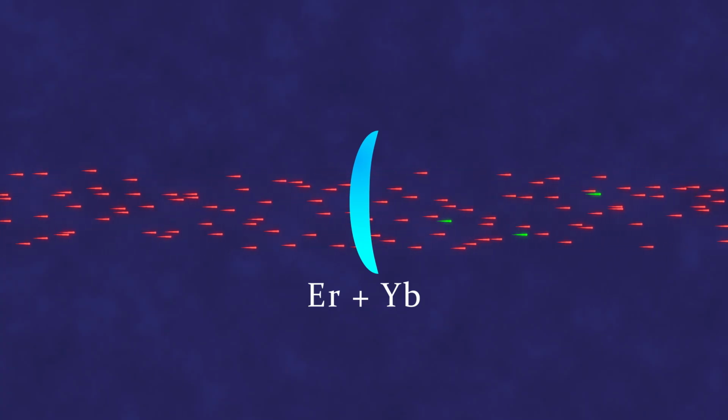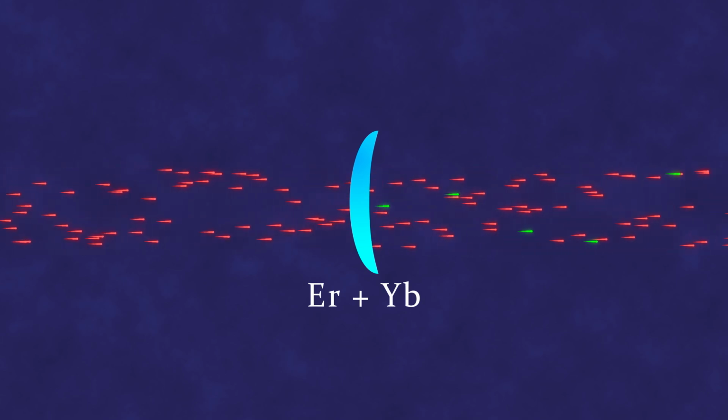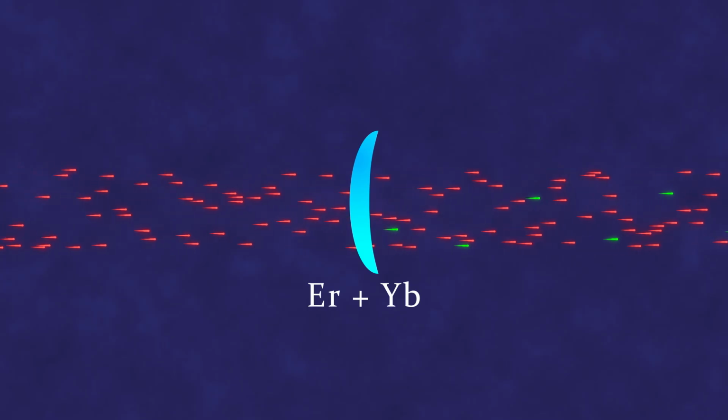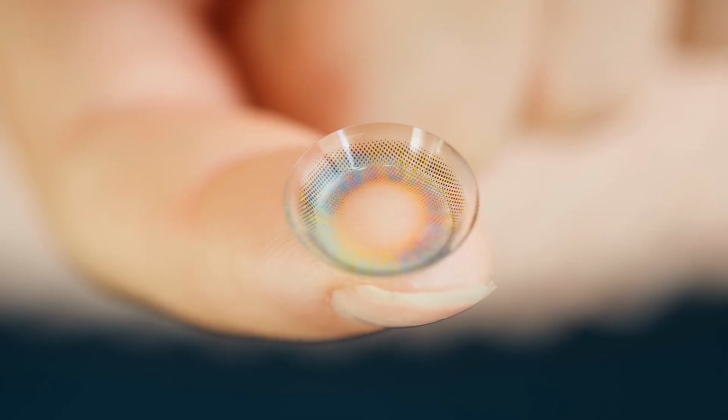Instead, they used pure upconversion by embedding numerous microscopic spheres of sodium yttrium fluoride into a transparent polymer lens. The crystal lattice of these particles was doped with erbium and ytterbium ions.